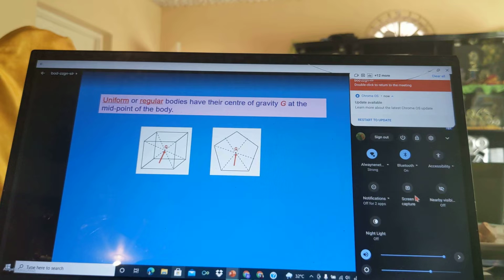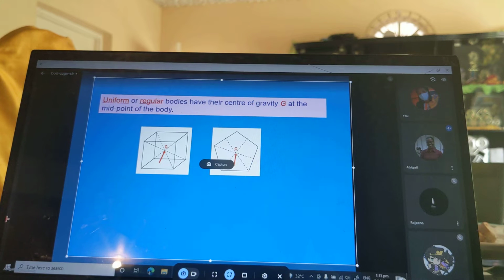Those things that are uniform bodies are regularly shaped bodies. Their geometrical center would be our center of gravity, just like our ruler. Our ruler is a regular body, uniform so to speak, with a definite amount of sides and a definite amount of angles. And so the geometrical center would be its center of gravity.